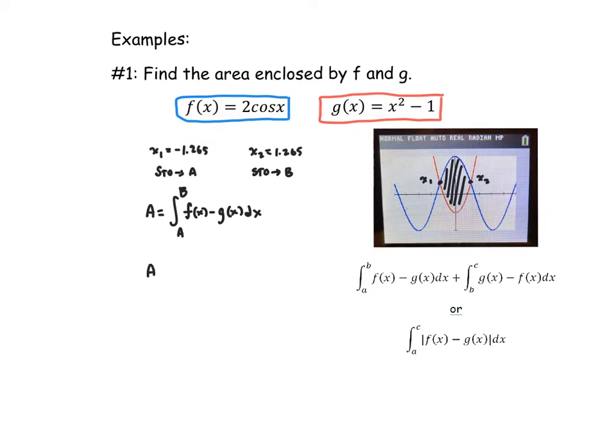Another way you could write this is you could go, like I said, from A to negative A of f of x minus g of x. Okay, and it looks like, based on the calculations here, that the area comes out to be, to 3 sig figs, 4.99.